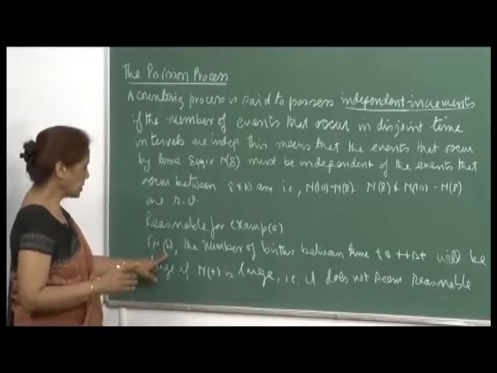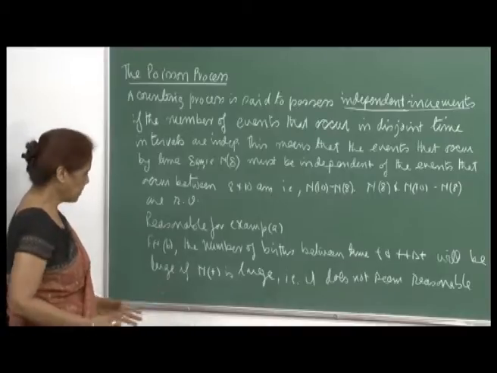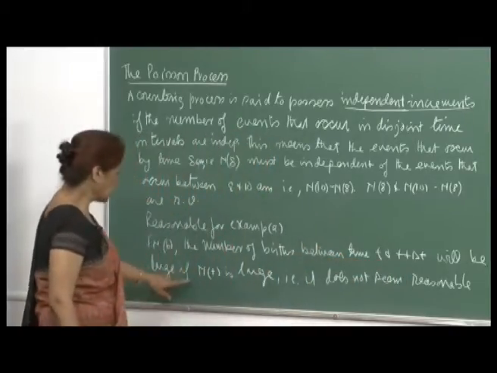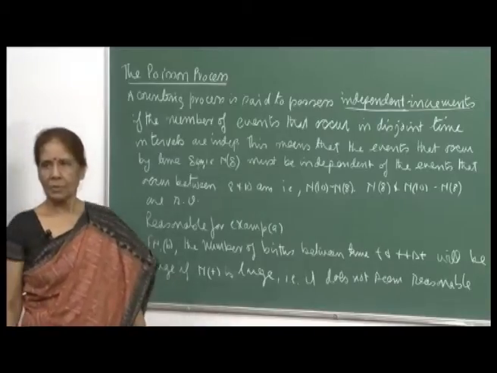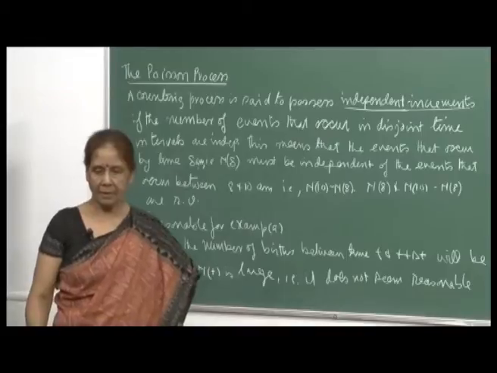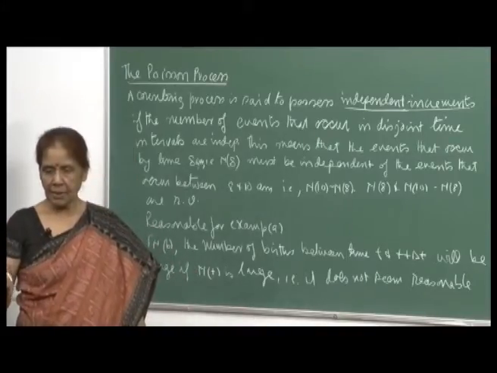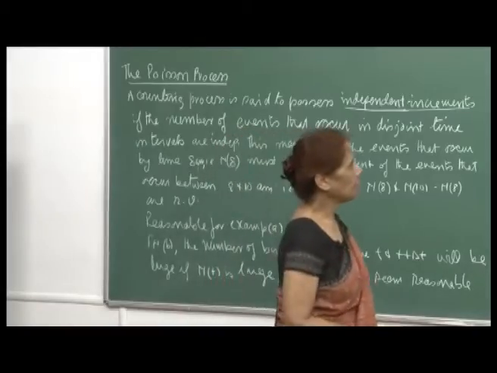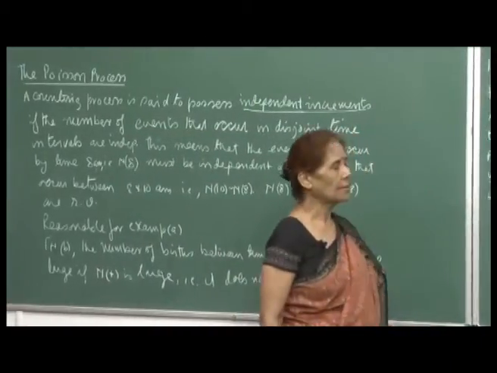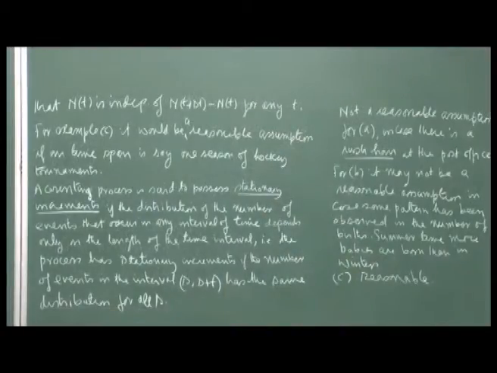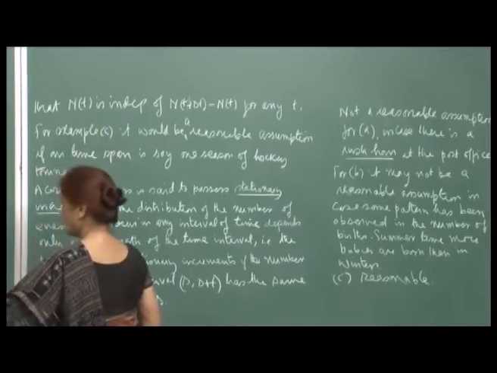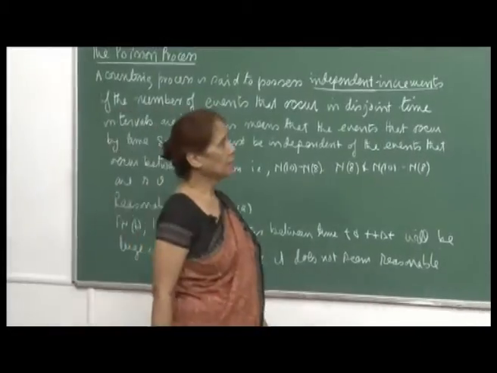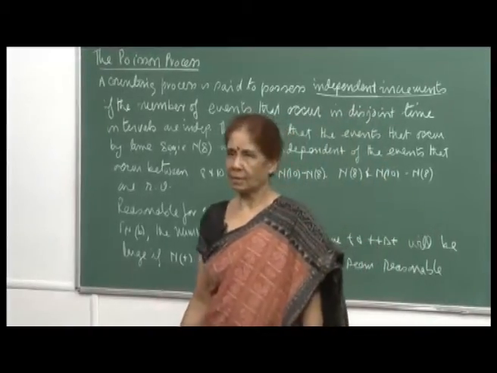Now, for B, which is the number of births in a particular town, the number of births between time t and t plus delta t will be large if N t is large. If you are taking it over a long span, then at a particular time when the population is large, the number of births will be large. So it does not seem reasonable that N t is independent of N t plus delta t minus N t for any t. The two random variables may not be independent.